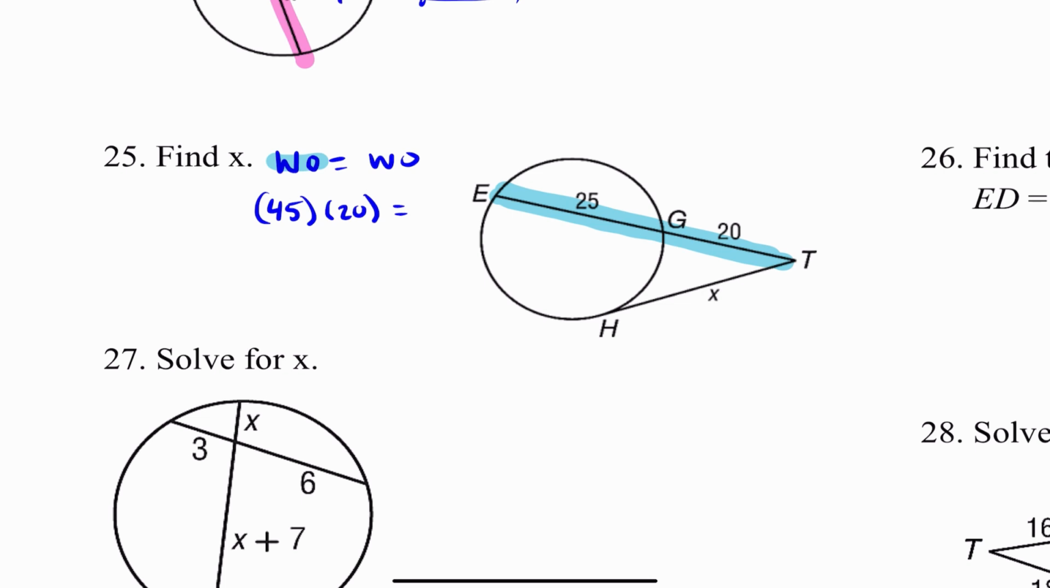And that's going to equal the WO in pink. So what's the whole thing? Well, that's going to be x. And what's the out? Well, it's also going to be x as well. So 45 times 20 is 900. And that's equal to x squared. Take the square root on both sides. x is going to equal 30, and that's how long this tangent is.